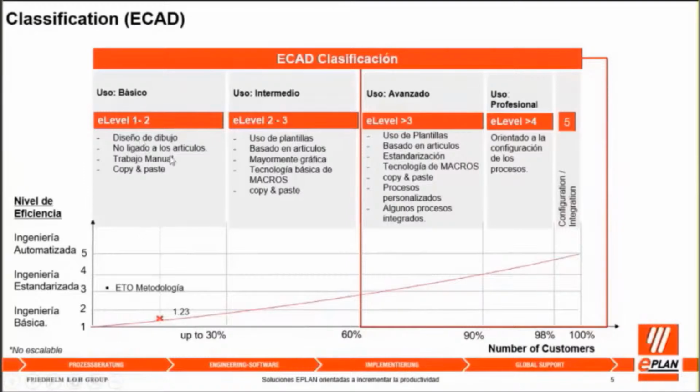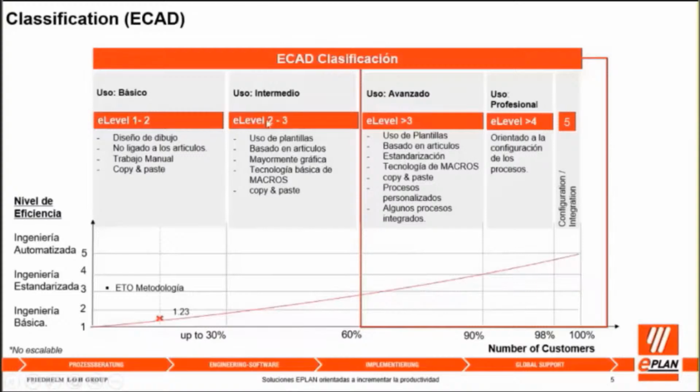Podemos detectar, por ejemplo, que del nivel 1 al 2 es, digámoslo, un proceso de ingeniería muy básico, en el cual hacen un diseño que no está ligado a artículos, trabajan de manera manual, hacen solamente el copy-paste, y obviamente la eficiencia es muy baja. Si pasan a un siguiente nivel, en el cual ya usan plantillas, usan algunos artículos, hacen la tecnología de macros, y trabajan de manera más organizada, pues va a aumentar la eficiencia.